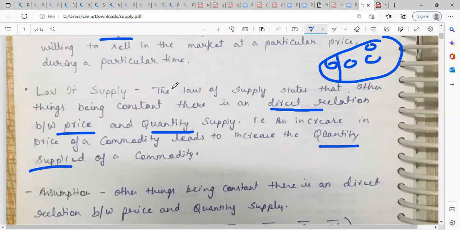So what is the law of supply saying? Other things, meaning other factors, being constant, there is a direct relationship between price and quantity supply. Which means that if there is an increase in price of a commodity, there will be an increase in the quantity supply of the commodity, and here you will write VV. VV means vice versa. Vice versa means if there is a decrease in price of a commodity, then there will be a decrease in quantity supply of the commodity. Clear till here?